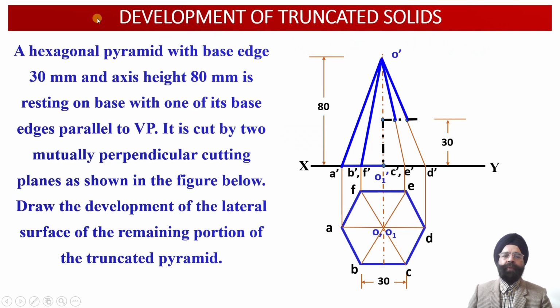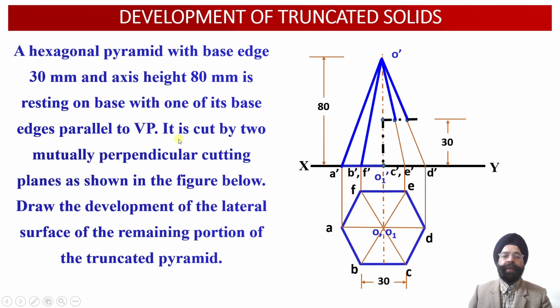Now here we have been provided with a hexagonal pyramid with base edge 30 mm and axis height 80 mm. This hexagonal pyramid is resting on its base on the horizontal plane with one of the base edges parallel to the vertical plane. So here we can check one of the base edges of this hexagonal pyramid happens to be parallel to the vertical plane over here.